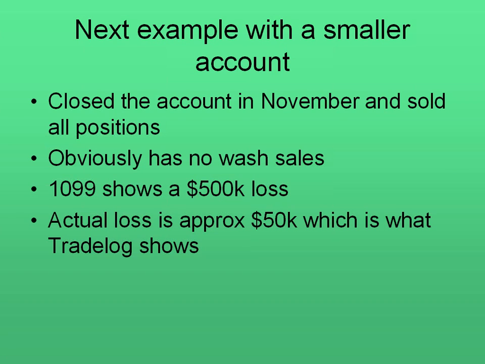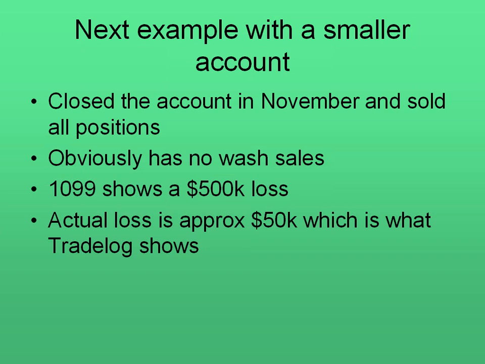This account was closed. This particular client closed the account in November and sold all their positions. So it's a very easy example, and it should be fairly easy. Obviously, they have no wash sales. They've sold everything in November, and didn't buy anything back in December or January. The 1099 shows approximately a $500,000 loss, I'm rounding numbers here, and the actual loss is approximately only $50,000, which is what Tradelog shows and is what the client agrees is correct. And they didn't even have $500,000 to lose in the account.